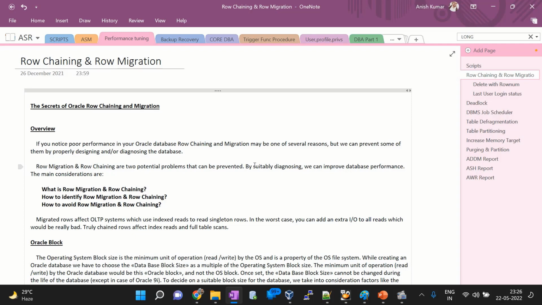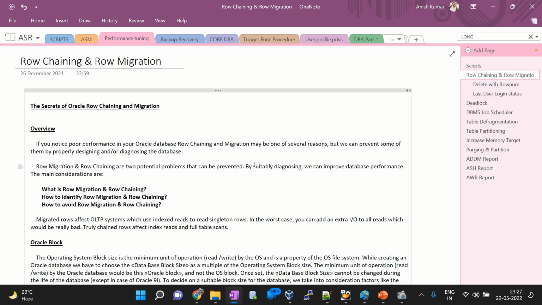Row chaining and row migration is a very important topic used during performance tuning. If you notice poor performance in your database, row chaining and row migration is one of the main reasons which can play an important role in degrading the performance of a database, and this can be caused by poor application design or database design.